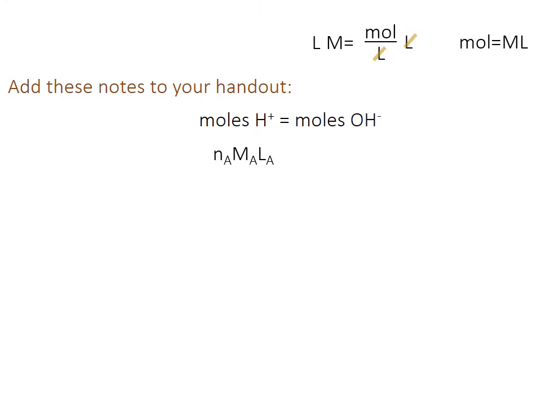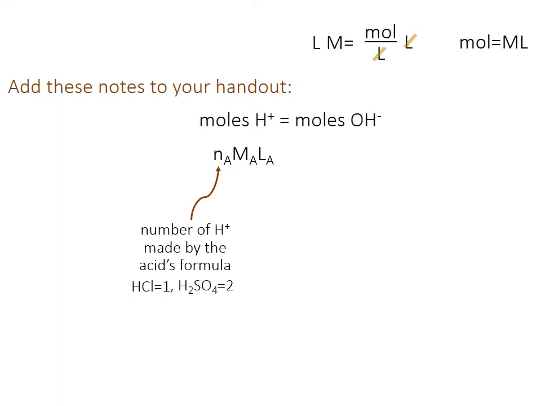But what is that Na at the front? That's something I added in because I want to keep track of how many H+ the chemical formula makes. So the Na is the number of protons made by the acid's formula. In the case of HCl, Na would just equal 1 because an HCl makes just one H+. If it was something like H2SO4, Na would equal 2 because each H2SO4 released into the water will produce 2 H+. Make sure you write this down in your notes.